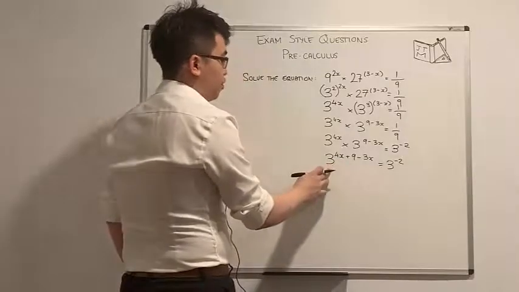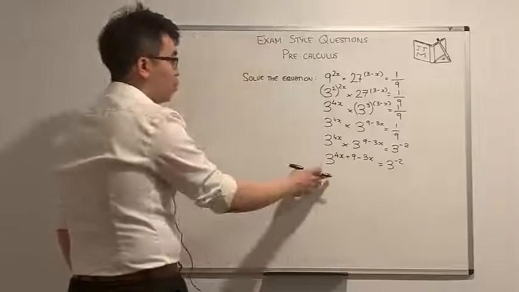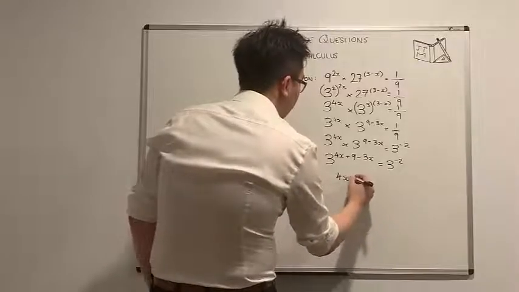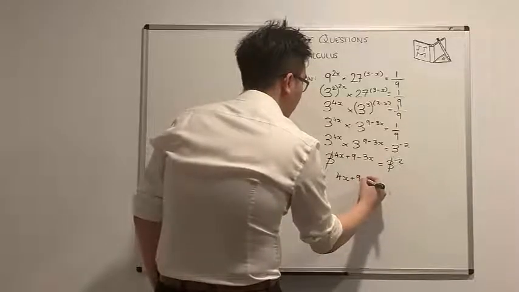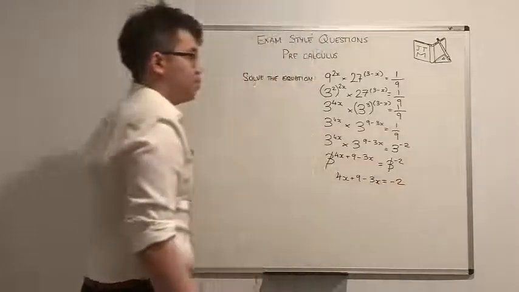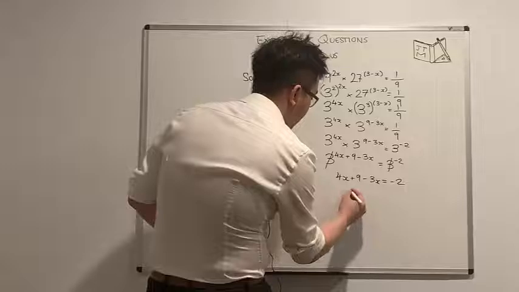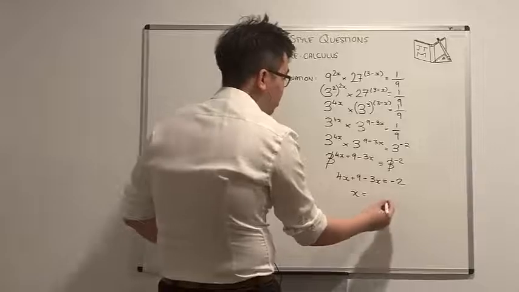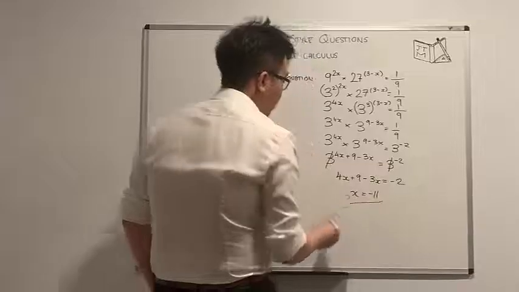Now since we have two bases on different sides of an equation, we can go ahead and remove the bases, and the exponents should remain equal to each other, meaning that we can go ahead and get rid of these 3's. And then we'd have 4x minus 9 plus 9 minus 3x equals minus 2. And here it's looking a lot more straightforward. We can just simplify this down. 4x minus 3x is x equals, move the plus 9 to the other side, we'd have minus 11, and x equals minus 11 is our final answer.